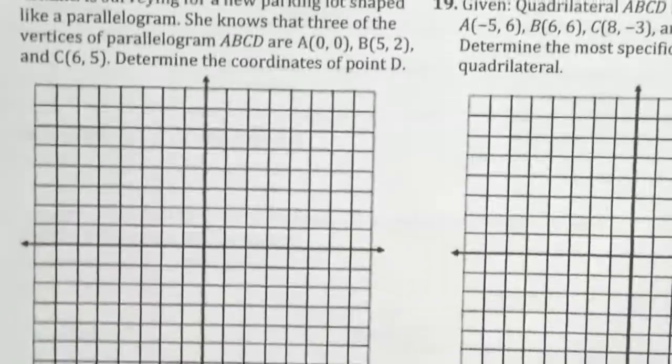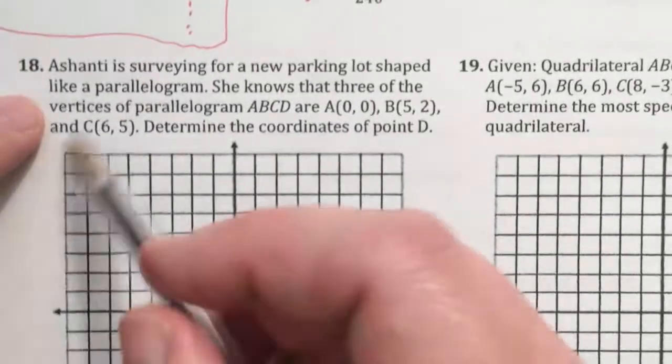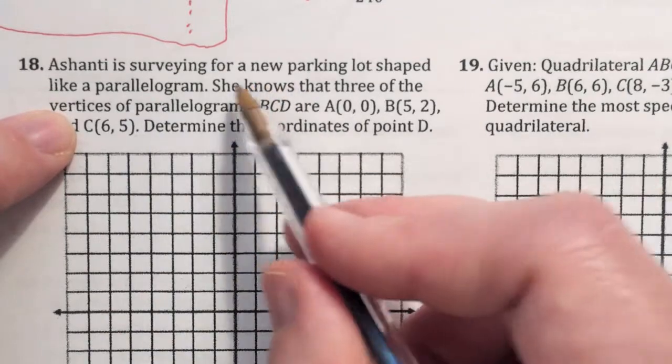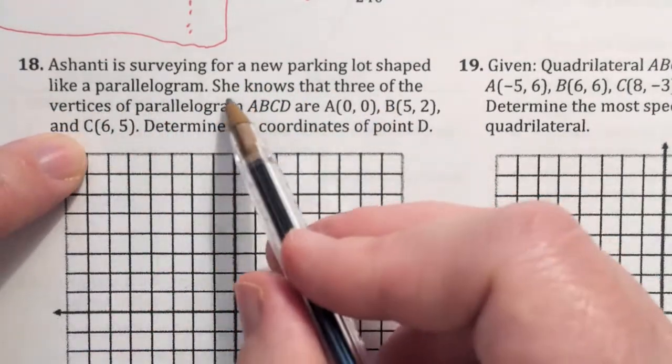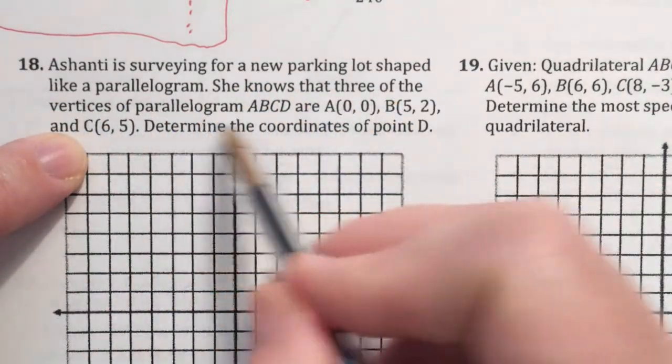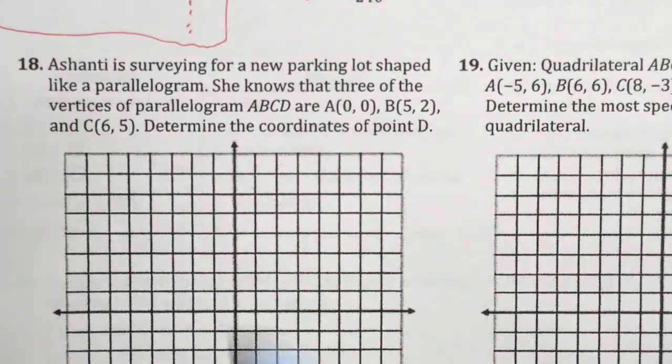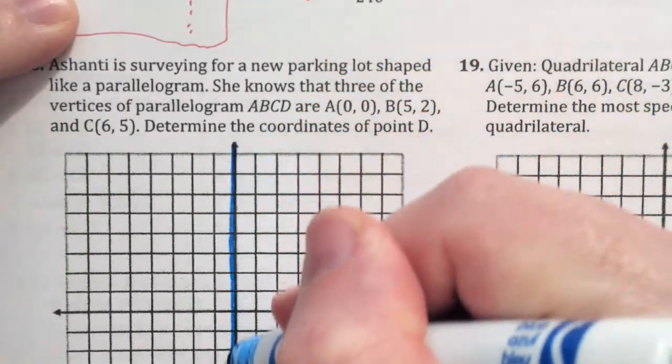Okay, and then number 18. All right, so on number 18, Ashanti is surveying a new parking lot shaped like a parallelogram. She knows that there are 3 vertices of the parallelogram, A, B, C, D. So let's start in the axis lines. That'll probably make life a little easier.